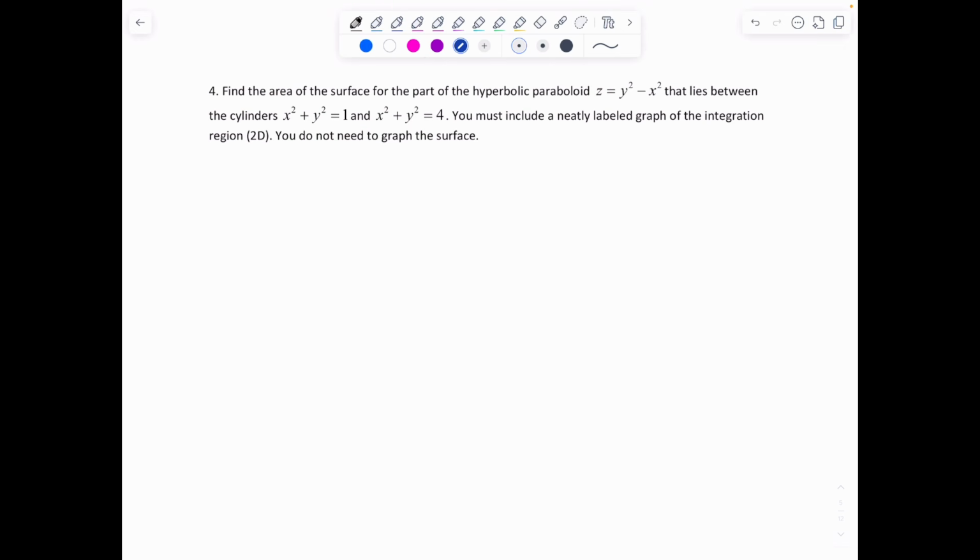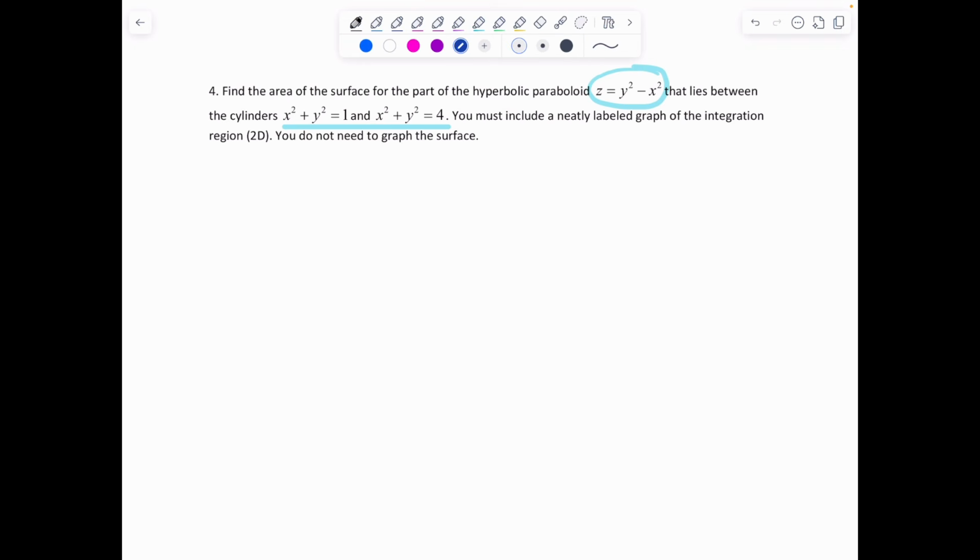So find the area of the surface for the part of the hyperbolic paraboloid, aka our beloved saddle, that lies between the cylinders x squared plus y squared equals 1 and x squared plus y squared equals 4. You must include a neatly labeled graph of the integration region, so just a 2D graph. You do not need to graph the surface, so you don't need to graph the saddle.